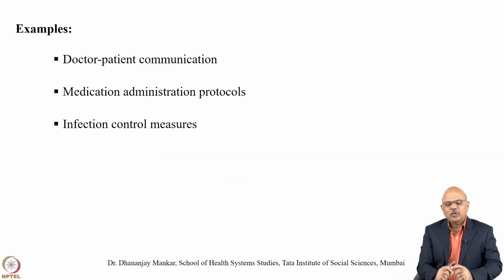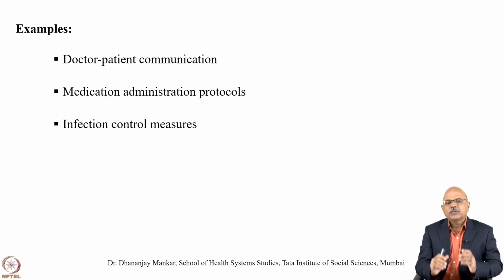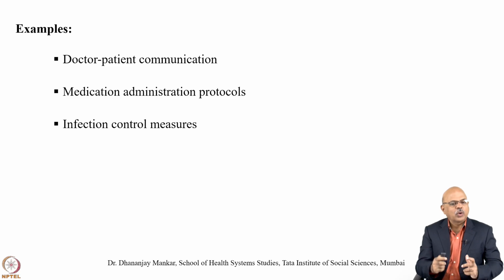What are the examples of process? Doctor-patient communication, the entire gamut of the process, is the very first example. Then the medication administration protocols. So you need to see what the protocols in your hospital are, particularly for medication administration. And a very important part is infection control measures. What infection control measures exist, and what are taken in your hospital?